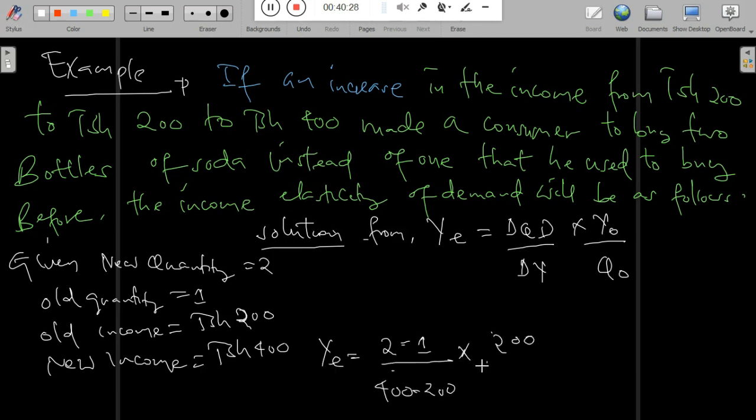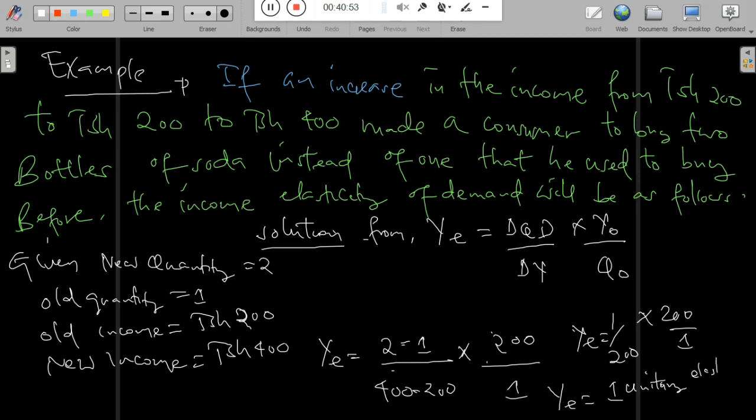So the income elasticity of demand is given by change in QD over change in Y, times Yo over Qo. Plugging in the data, the change of QD is Qn minus Qo, that is 2 minus 1, divided by the change of income, Yn minus Yo, that is 400 minus 200, times the base year income, 200, over the base year quantity, 1. So the answer is 1 over 200 times 200 over 1, which is 200 divided by 200, equal to 1.